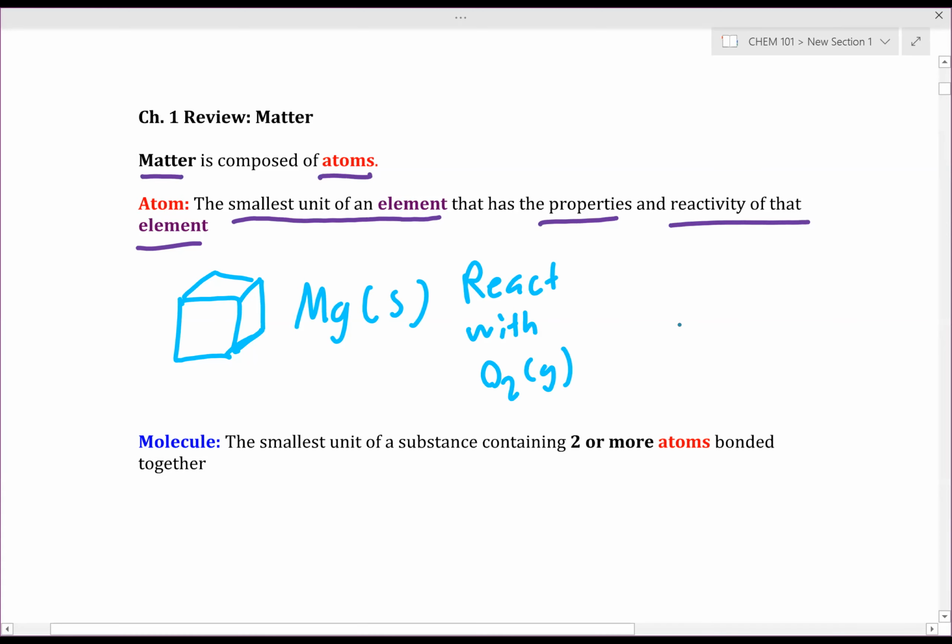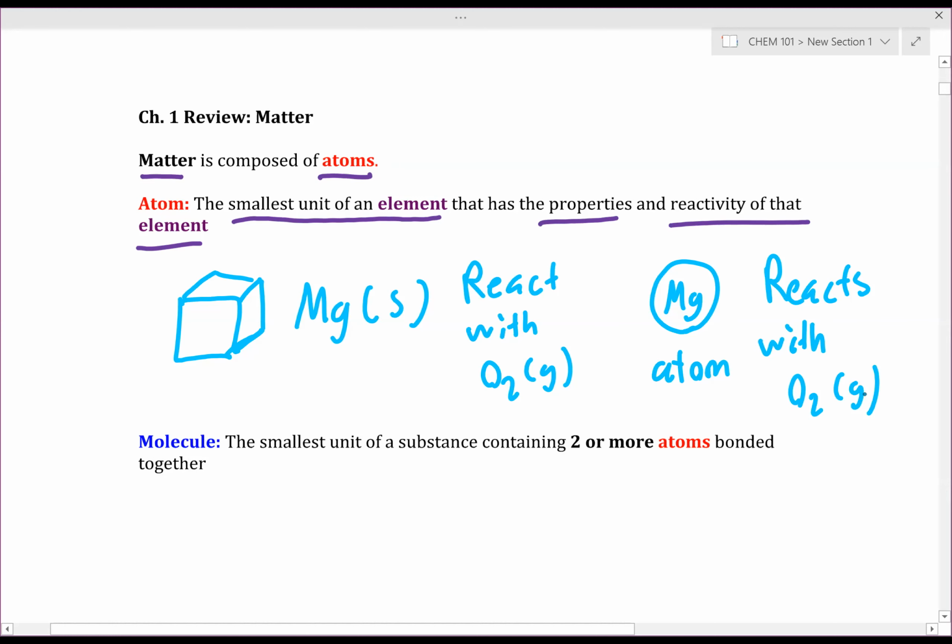Now, if I looked at an atom of magnesium, would you expect that atom of magnesium to also react with oxygen? Yes. An atom is the smallest functional unit with properties and reactivity of that element. So this magnesium atom also reacts with oxygen gas. Perfect. So far, so good.